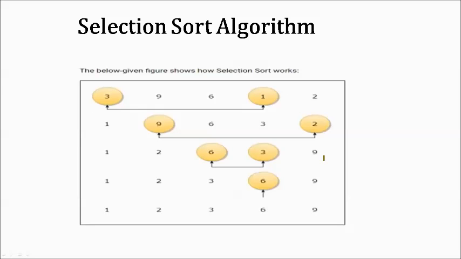Okay? So here is another example of the selection sort algorithm. This is the third example. We have given data here: 3, 9, 6, 1, and 2. Now again, look for the smallest value. The smallest value is 1.